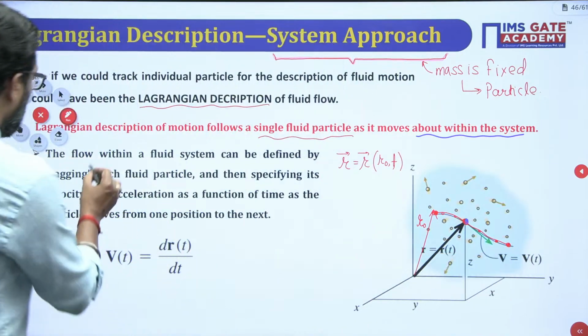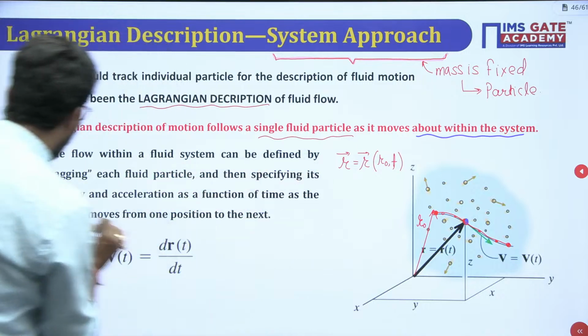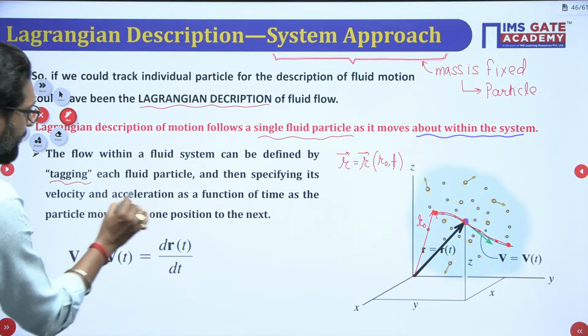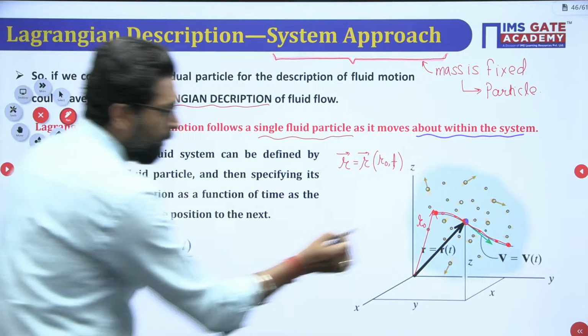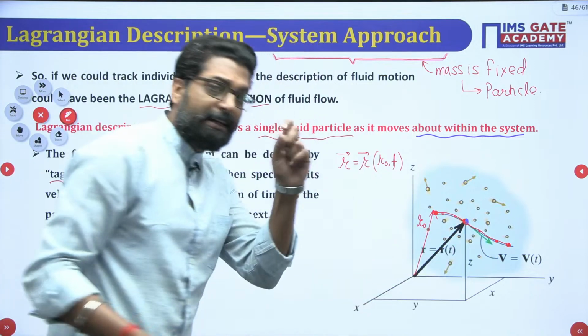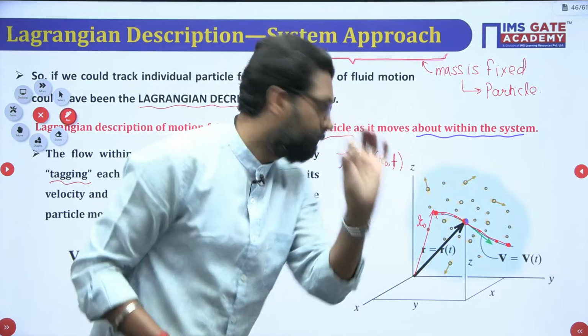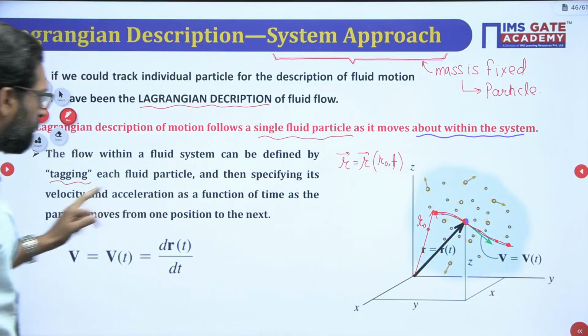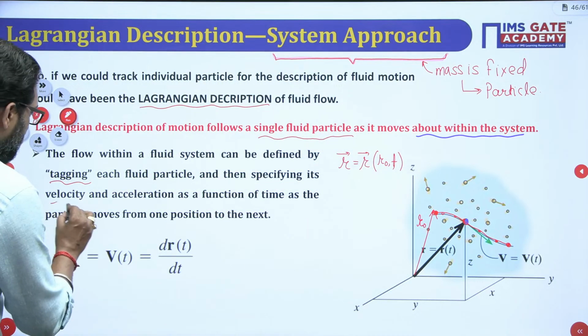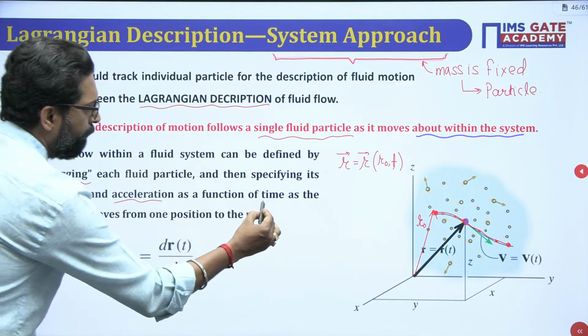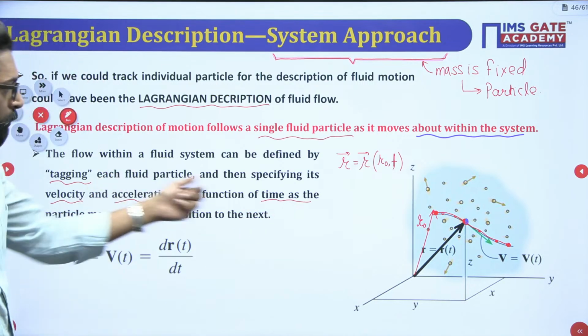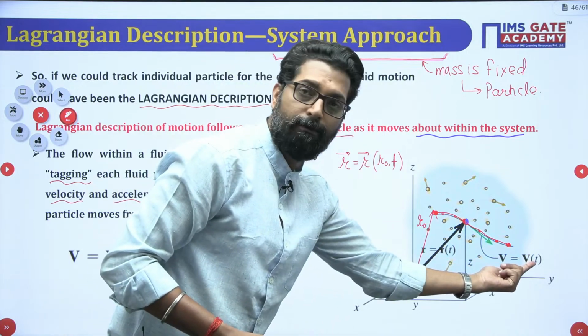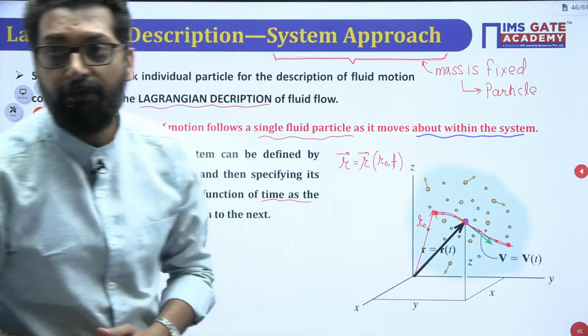That means the flow within the fluid system is defined by tagging each fluid particle. Individually you have to track and tag the particles, and then specify their velocity and acceleration as a function of time.